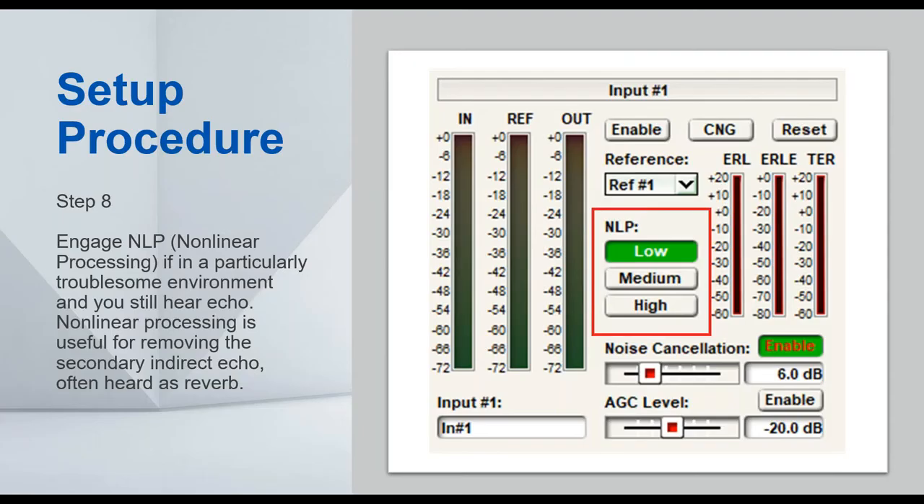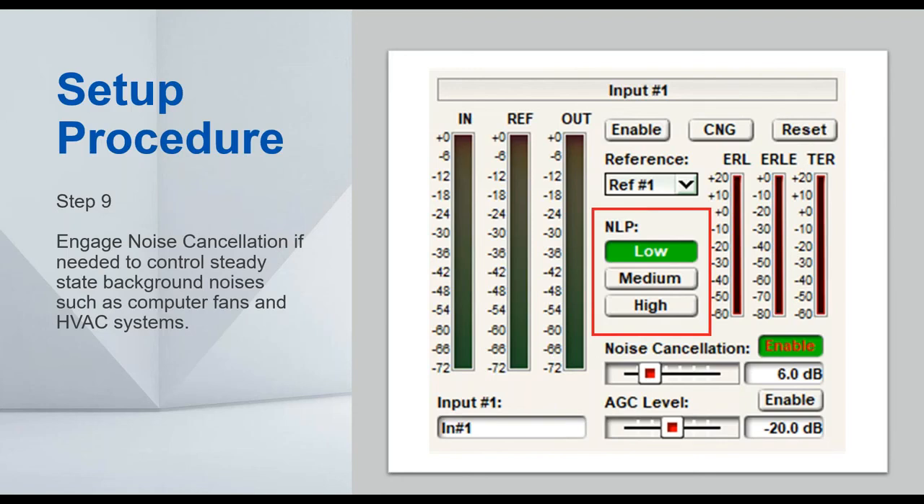Okay, next step, if the far end caller is telling you they still have a little bit of echo, you could try NLP, maybe moving that to medium if you need it. NLP is useful for removing a secondary or indirect echo that might come through, or reverb.